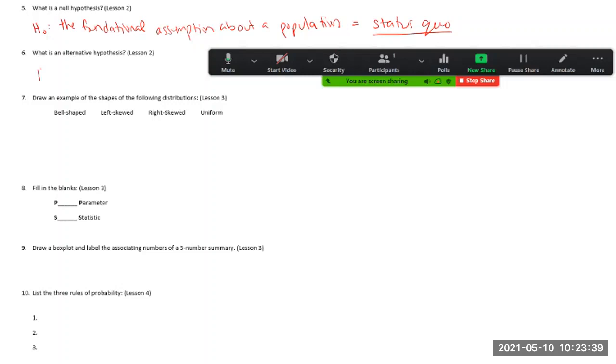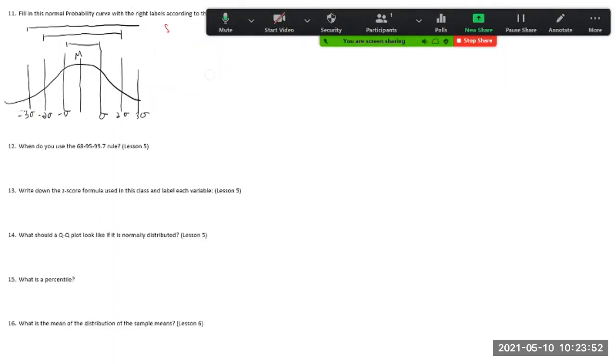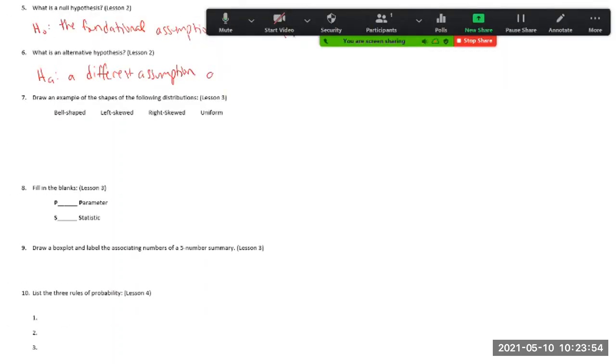An alternative hypothesis, which we usually denote with an H and a lowercase a, is a different assumption about a group, about a population.